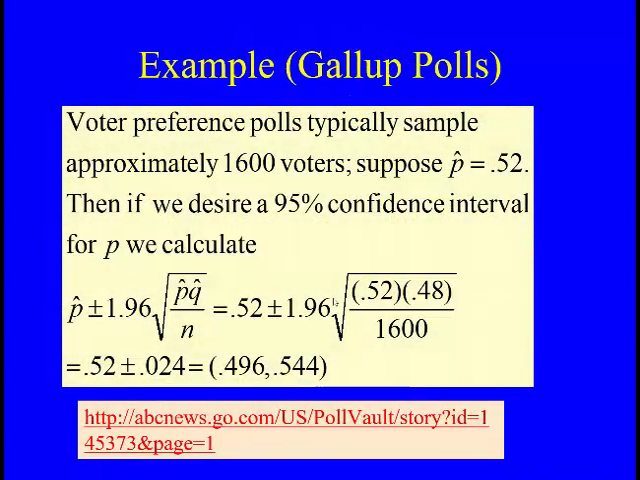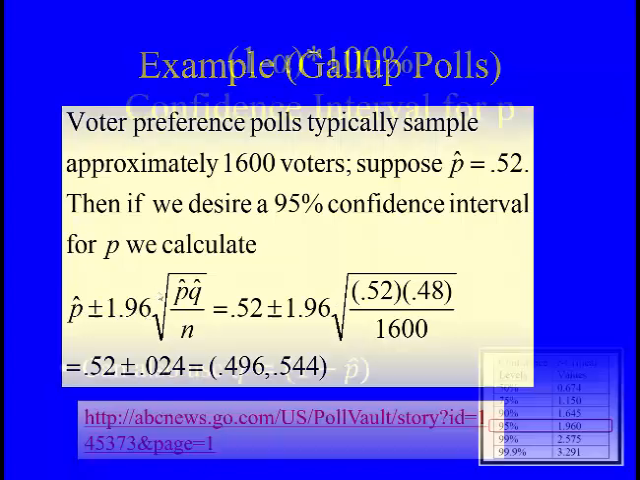Let me give you an example. A voter preference poll typically samples approximately 16,000 voters. Suppose you wanted to estimate the proportion of people who support some new policy, and from talking to 16,000 voters, you found that p hat was 0.52. If we desire a 95% confidence interval for p, this is how we would calculate it. We would take p hat and add and subtract the critical value, 1.96.